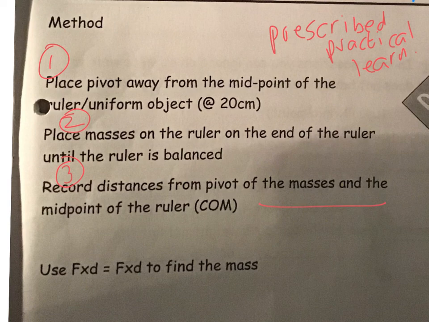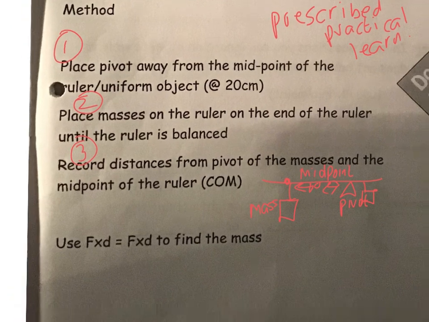So if you had your ruler, your pivot is here, there's your midpoint. Say you had your mass here, and you had a mass here, then you would just measure the distances between the pivot and the 50 centimeter mark, and the pivot and whatever your mass was sitting at on the meter stick. So once you've done that, you would use the calculator to find out the mass of the ruler.